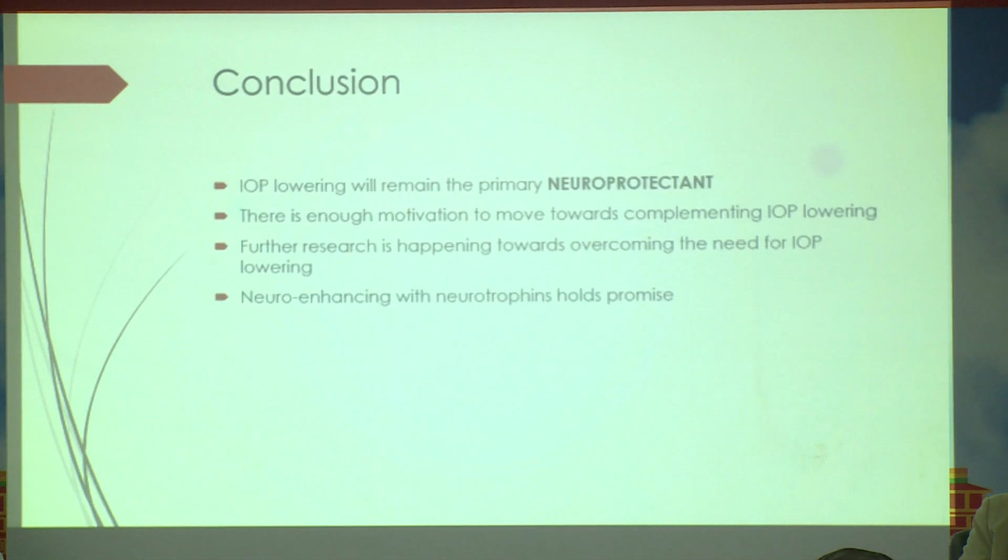So to conclude, obviously IOP lowering still remains the first neuroprotectant, but there is enough motivation to translate all these animal studies into human studies, and neuroenhancement with neurotrophins holds promise.